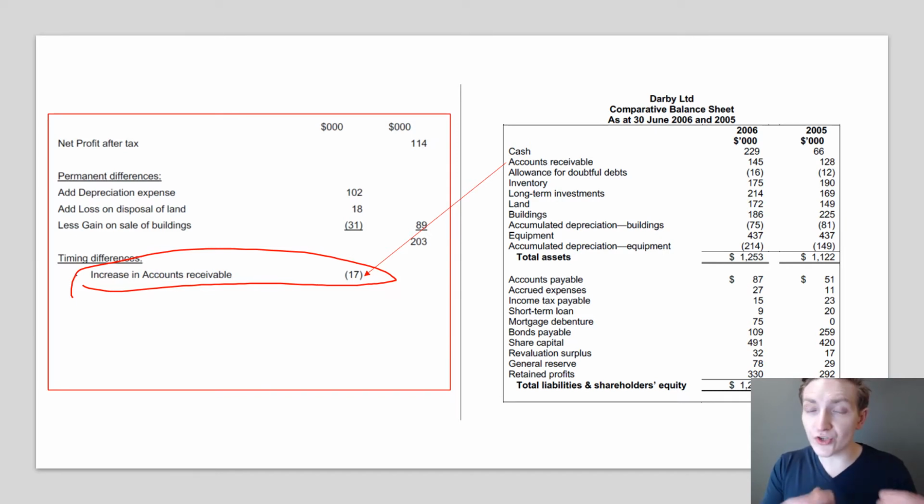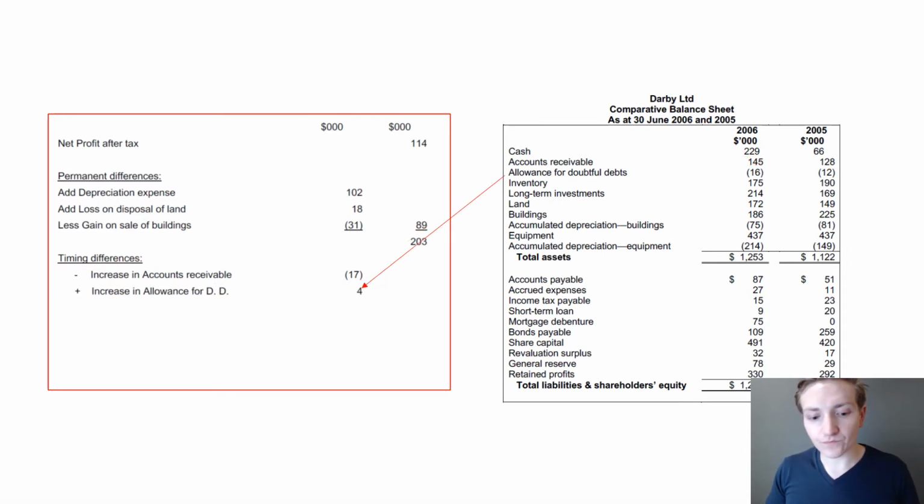So you increase your accounts receivable representing the sale that you have generated. However, if you've increased your accounts receivable, you have not yet received cash for the things you have sold. Therefore, you need to subtract off any increase in your accounts receivable. So here the increase in the accounts receivable was represented right here, 128 to 145. So we had an increase in our accounts receivable of 17. So we subtract this off from our net profit after tax.